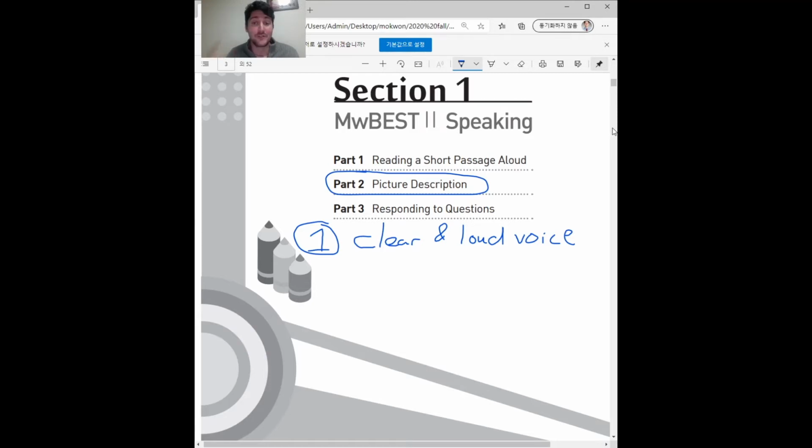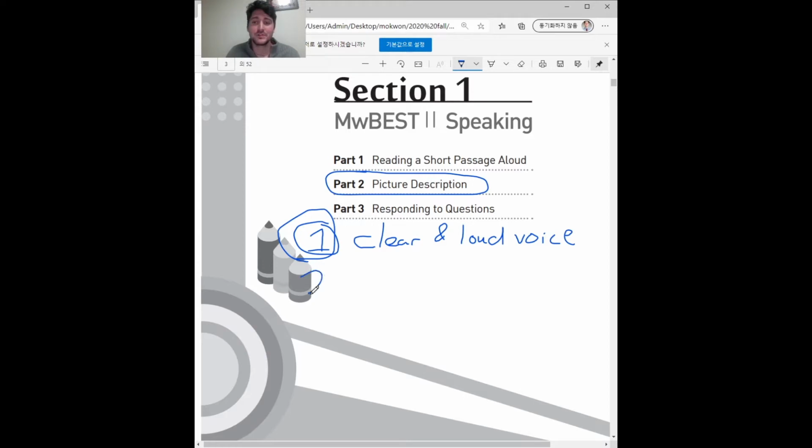So make sure you have a microphone, right? 꼭 microphone 필요해요. Using your phone, using your computer. I think a microphone is very easy. You can use a headphone. Or a headset usually has a microphone there. So number 1 is probably the most important. You need to have a loud and clear voice.